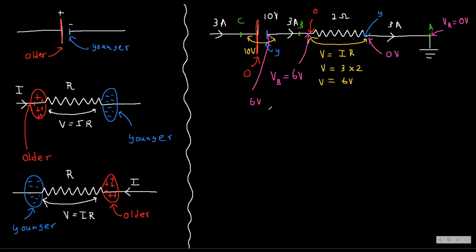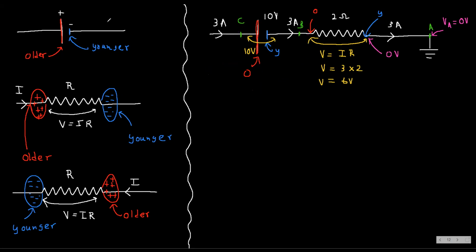Clear, sir. Okay. Now, what is the age difference between this younger one and older one? 10 volt. So what is the age of the younger one? 6 volt. So what is the age of the older one then? 16 volt. Is it clear for everyone or not? Sir, please explain. Can you repeat it, please? Yes, sir.